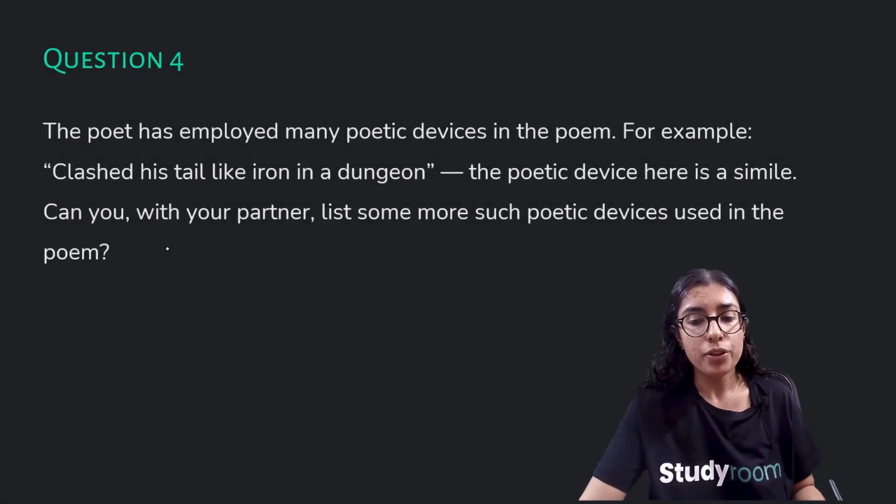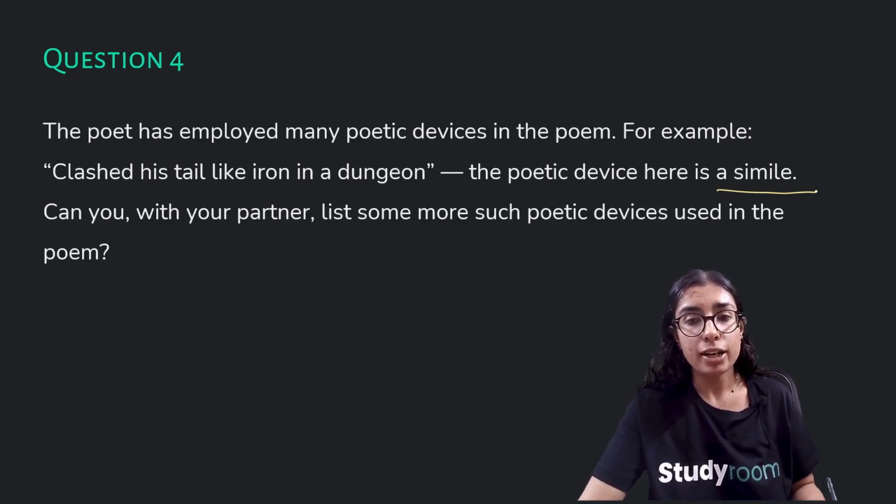Question number 4. The poet has employed many poetic devices in the poem. For example, clashed his tail like iron in a dungeon. The poetic device here is a simile. Can you, with your partner, list some more such poetic devices used in the poem? So, in this poem, the poet has used many poetic devices to enhance the beauty of the poem.